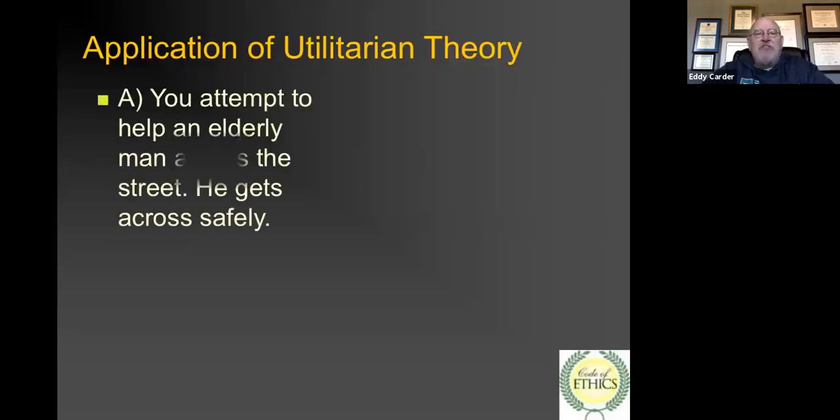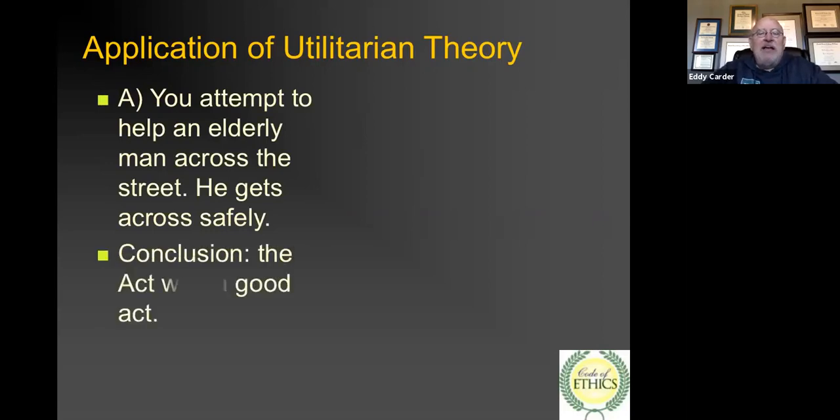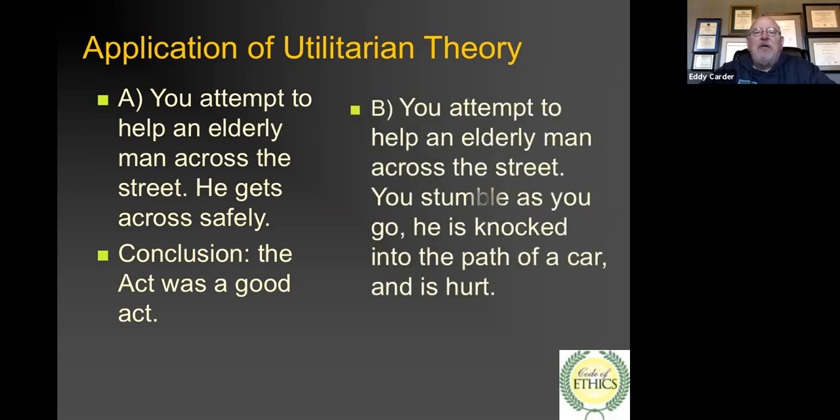The application of utilitarian theory. Let's look at this. A, you attempt to help an elderly man across the street, and he gets across the street safely. Well, that was a good act. Why was it a good act? It was a good act because the outcome was good. You were helping him across the street. Was that the right thing to do? Well, you wait and see if he got across the street safely. Yes. If he got across the street safely, then it was a good act.